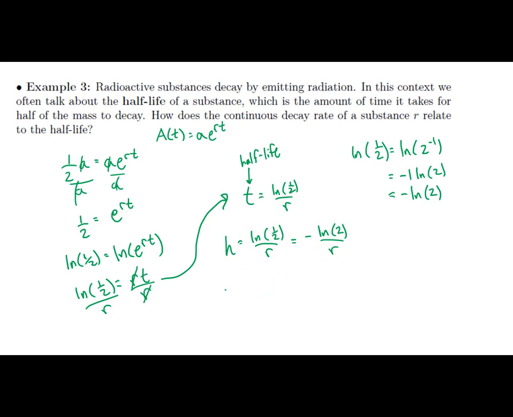And then similarly, we can say that our continuous growth rate is the natural log of a half over the half-life, or if we prefer, the negative natural log of 2 over the half-life. All right, so let's take a look at an example with some actual numbers. It says the half-life of carbon-14 is about 5,730 years. If a piece of petrified wood contains 30% of the carbon-14 it should have had when it was alive, how old is the petrified wood?